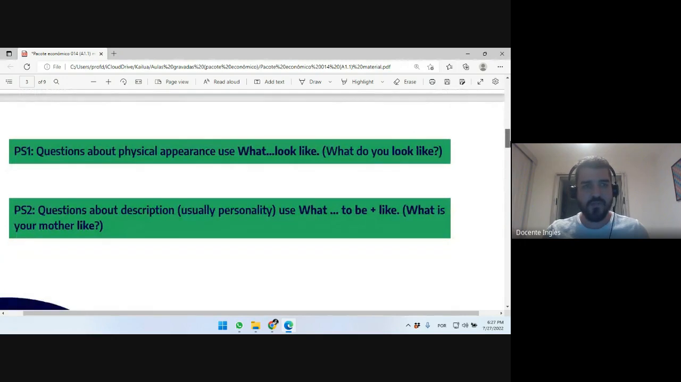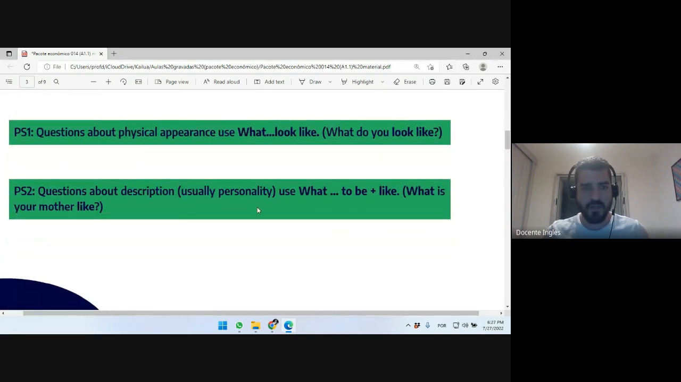Other possibilities with what are these two we have here. Remember, we had a class talking about physical appearance: tall, short, fat, thin, blonde hair, blue hair, brown hair, green eyes, blue eyes. So what is the question? Questions about physical appearance use what, look like. So what do you look like? What does she look like? What do they look like? And the answer, you give your physical appearance.